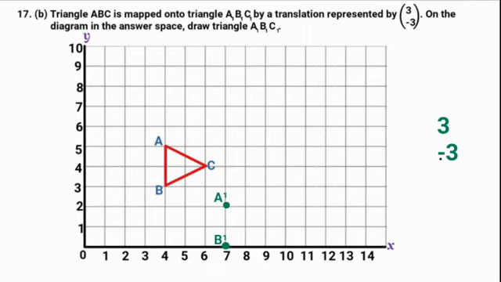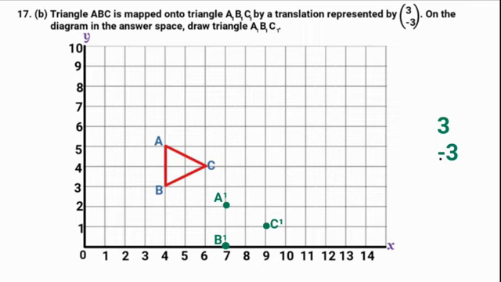Now we are remaining with the point C. So we're going to put a point there. Then it's going to move 3 steps: 1, 2, 3. Then it will move again 3 steps going downward. So it's going to be 1, 2, 3. Okay, now that is point C1.